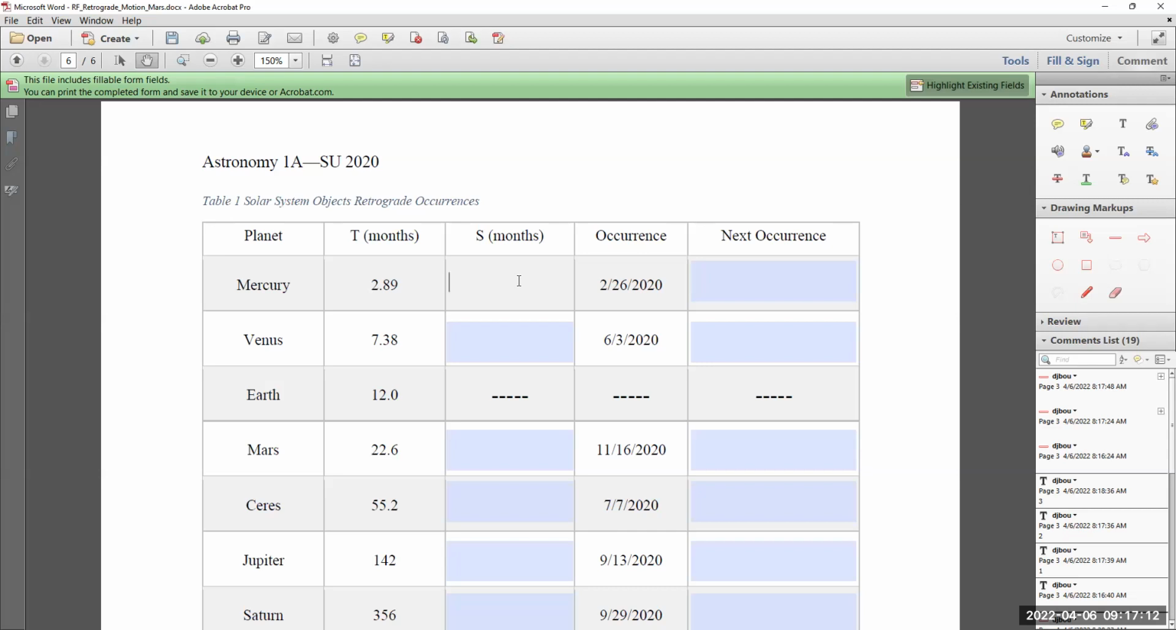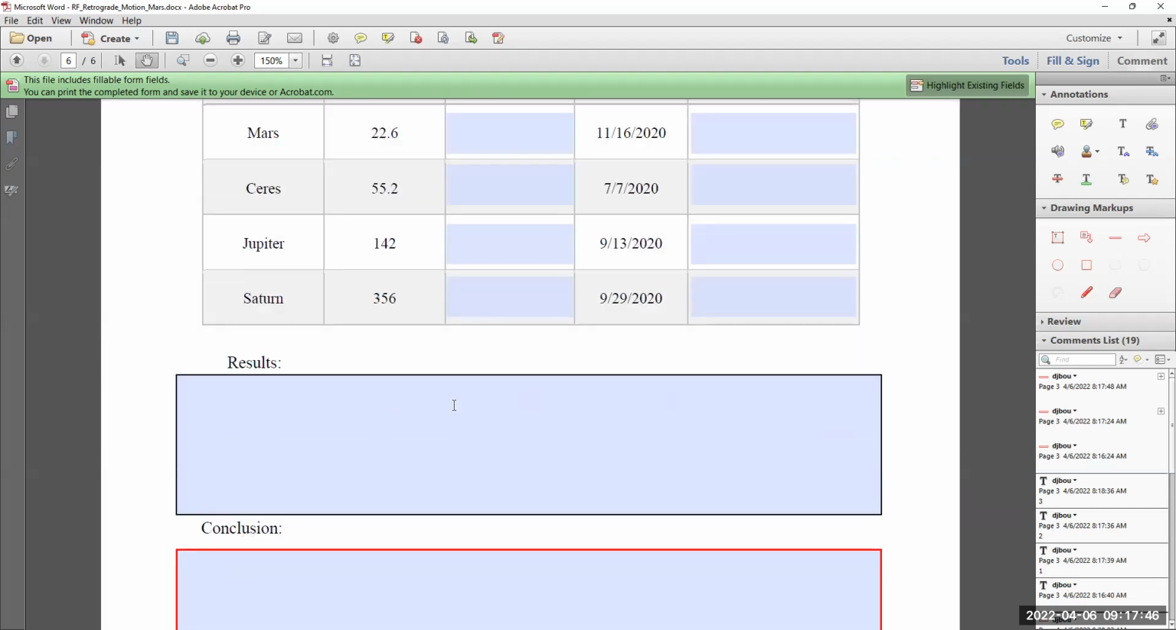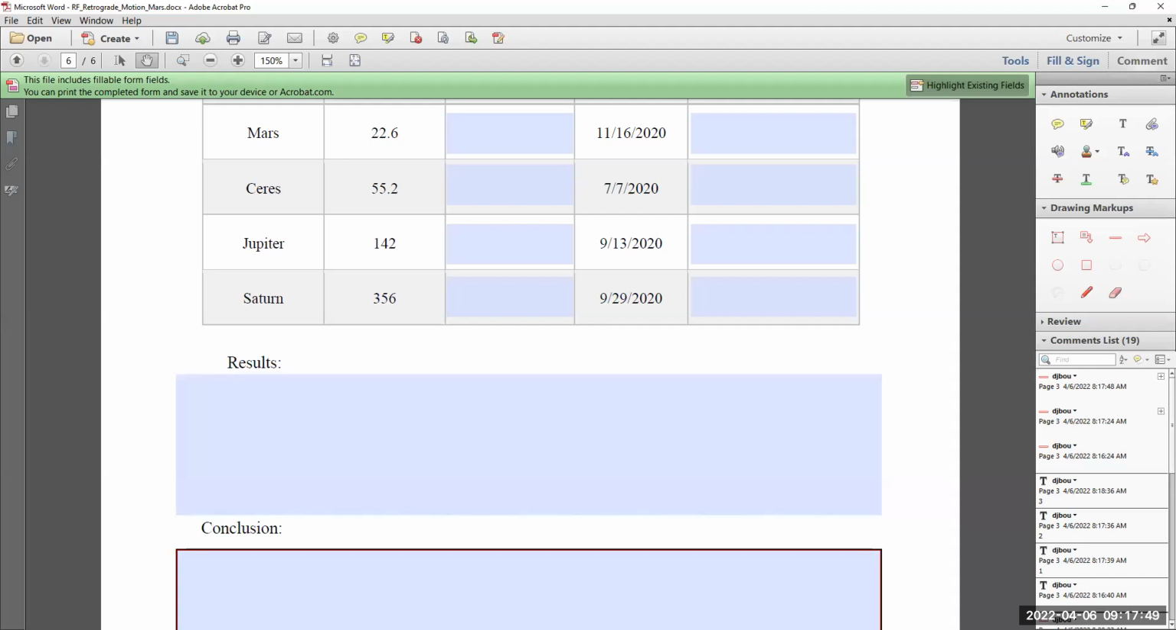So I put an S in here. Let's say, for example, 2.545. Then I take this number and multiply it by 30, and then add it to this number. Let's say, for example, it's going to be on March 14th, 2020. So this is the next occurrence, and I move forward to the next ones and so on and so forth. Then based on that, I'm going to make conclusions based on this model and the overall project conclusions.